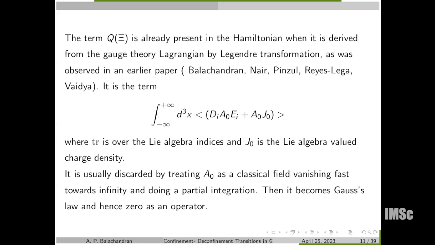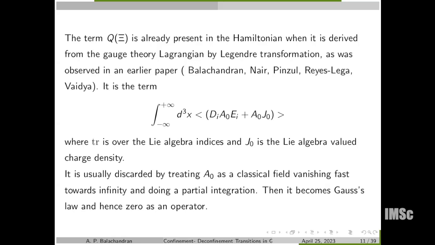So what people normally do is to assume that A0 is a classical field because there is no conjugate momentum, Fi0 is 0. That's what they say. It's a classical field. They do partial integration, use this Gauss law, and they drop it. They drop this whole term.